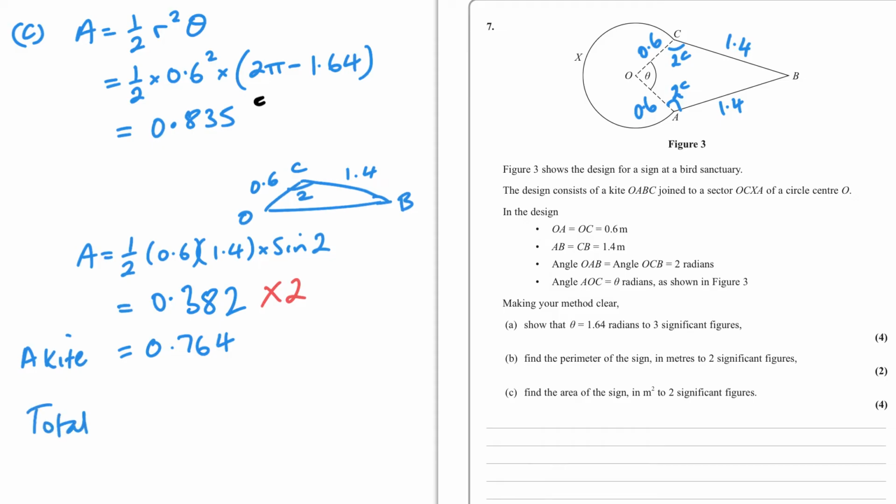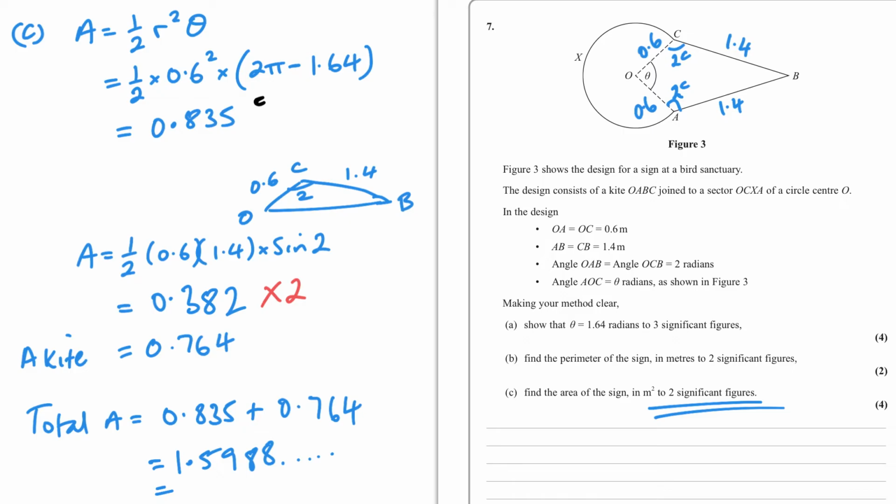So total area is my 0.835 plus my 0.764. And again, I'm just using the full values from my calculator. And that will give me 1.5988 and so on. And then we wanted two significant figures, so 1.6 meters squared.